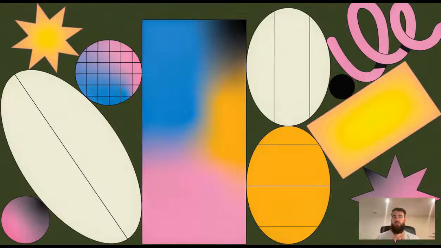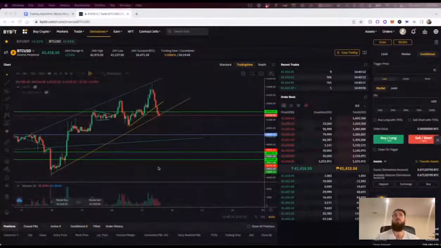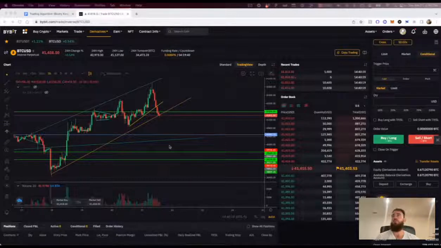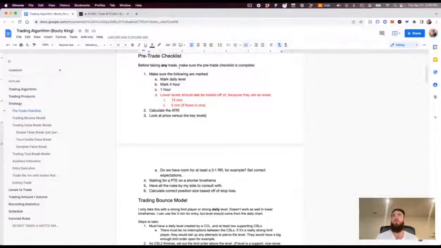Okay, we're good. So the first thing I'm going to do is follow my checklist. I've been paper trading for a while now and not following my checklist, and so I've gotten bad results. So the first step was to make sure the following are marked. Mark the daily level, mark the 4 hour, 1 hour. And then don't trade off these levels because they are weak.